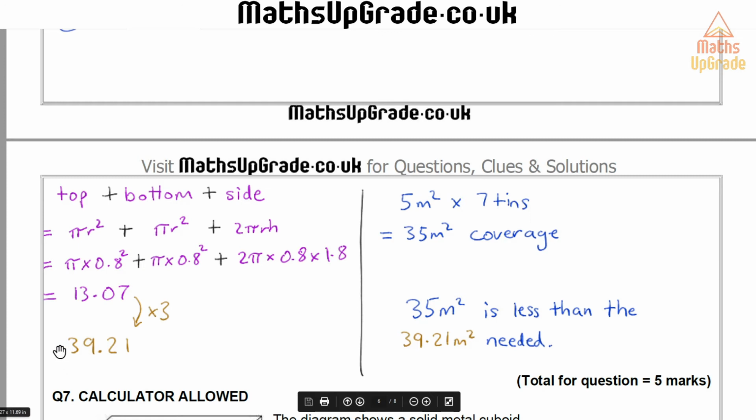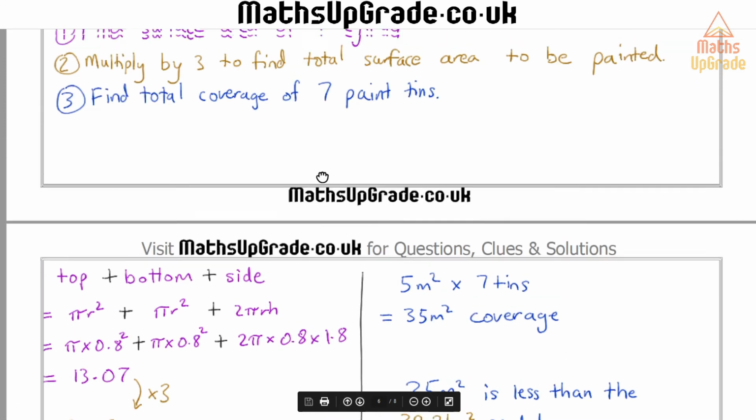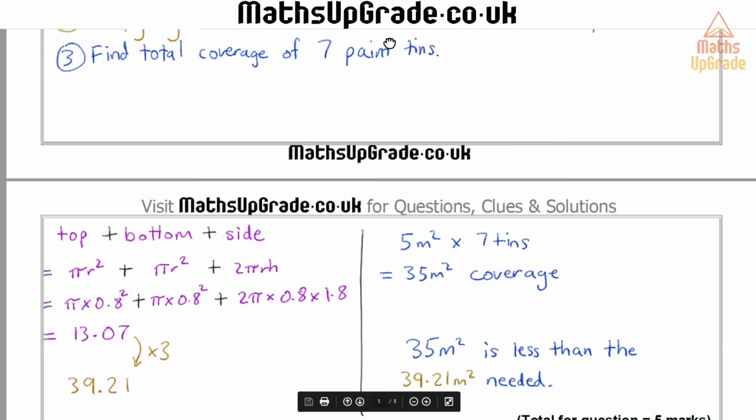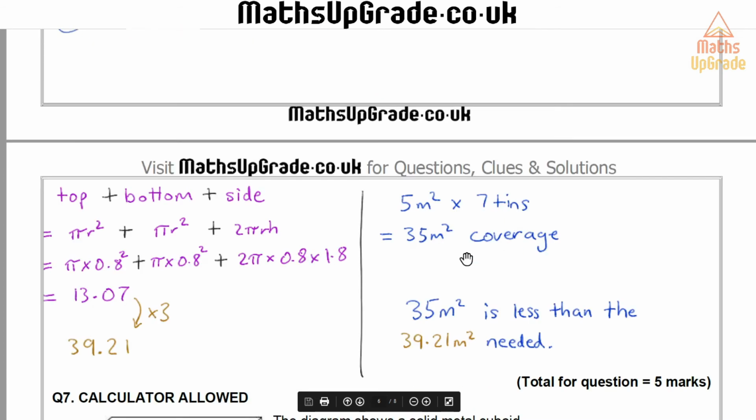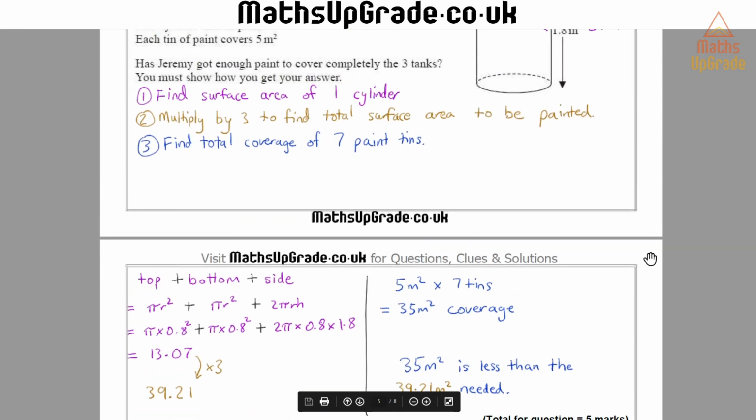Now this is the total surface area which needs to be covered. Each tin can cover 5 meters squared, and there's 7 tins altogether. So that would give me 35 meters squared coverage. So is that enough paint? Well, no, it's not enough paint. I need another 4 or so meters squared to be covered, so it's less than what's needed. And I'd write a sentence explaining that as well for those 5 marks. The whole question there is 5 marks.